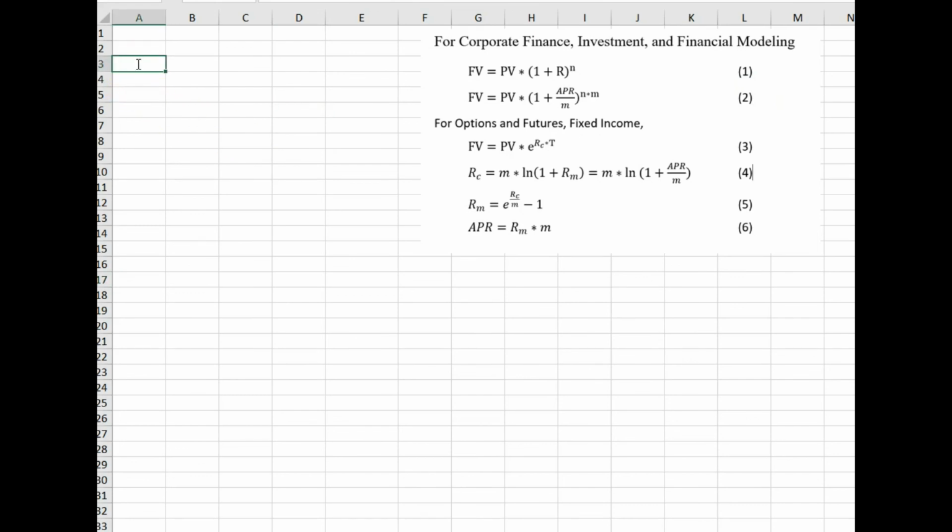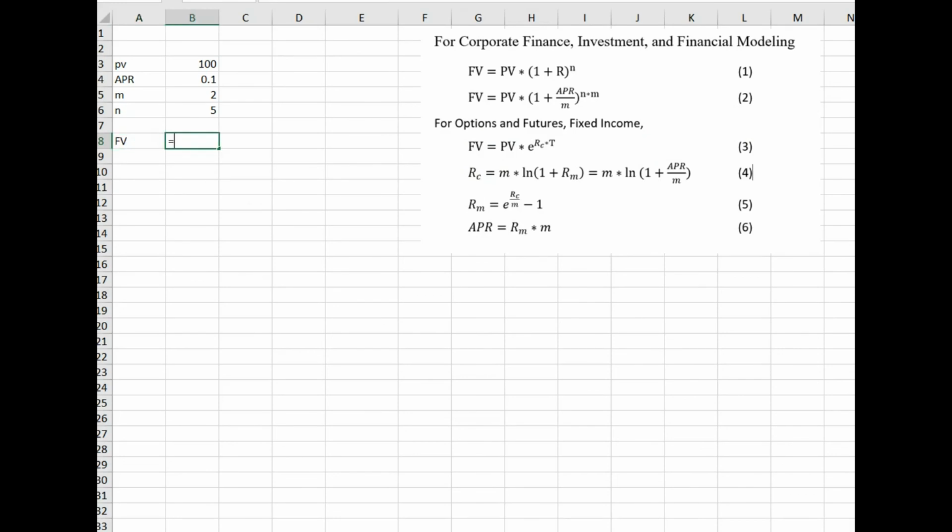Present value equals 100. APR is 10%, compounded semi-annually, so M equals 2. And how many years? Suppose it's 5 years. So if we apply equation number 2, this is the future value.